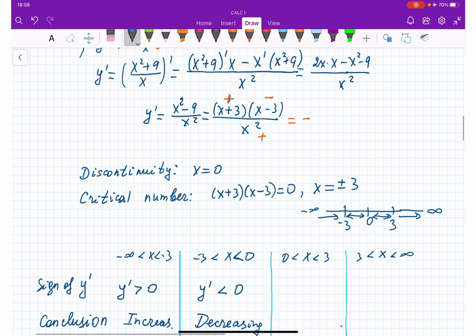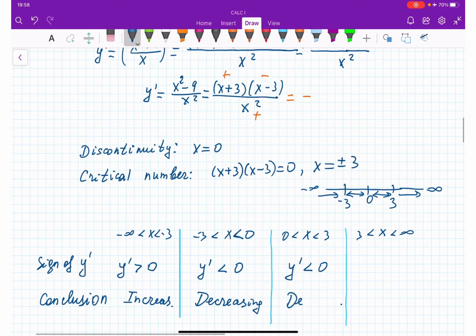Next, between 0 and 3. Well, let's take 1. If we take 1, this is going to be positive. This is going to be negative. This is going to be positive, and the result is negative. So y prime is going to be less than 0 and decreasing.